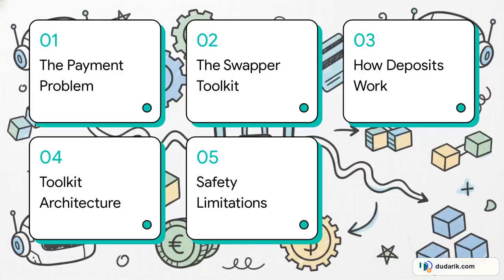So here is our roadmap for today's explainer. First, we'll cover the payment problem. Second, the Swapper toolkit itself. Third, exactly how deposits work. Fourth, the architecture under the hood. And finally, number 5, the safety limitations you need to know about. Let's dive right in. Section 1.